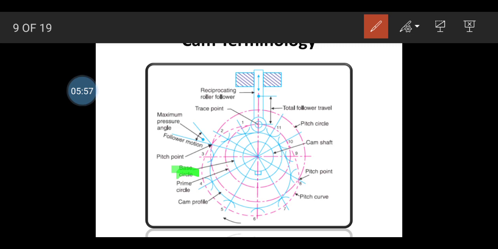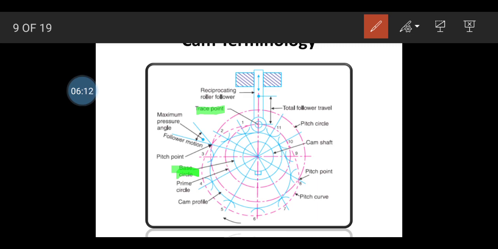Now let's discuss the trace point. The trace point, we are able to see this part. This part is a trace point. It is the reference point of the follower and is used to generate the pitch curve.